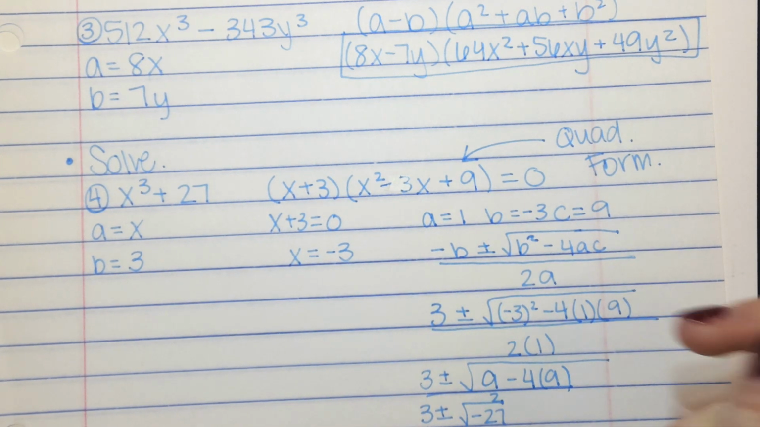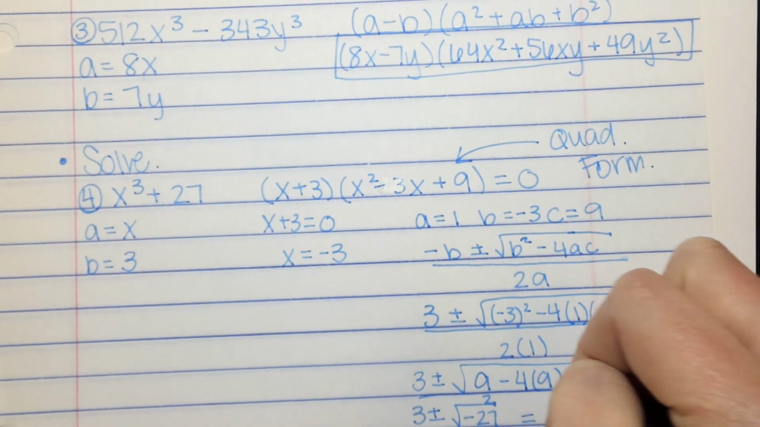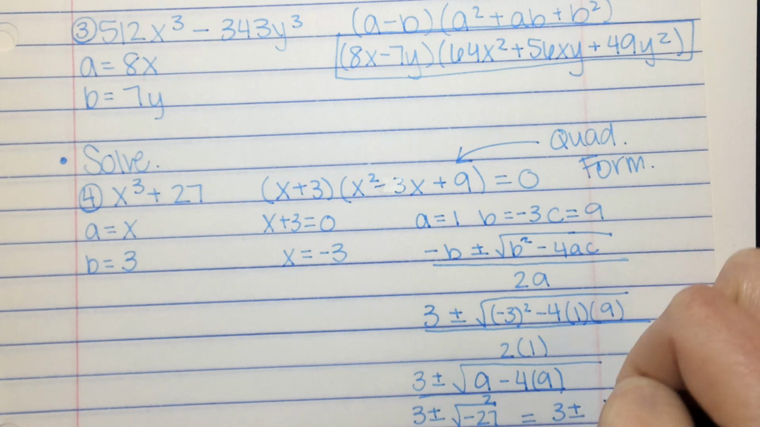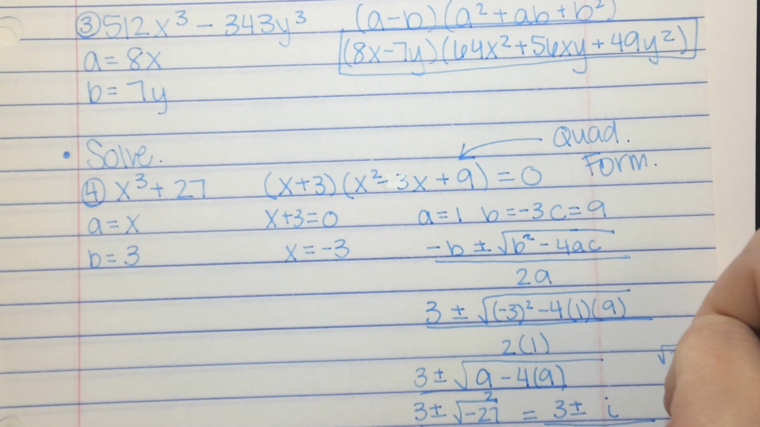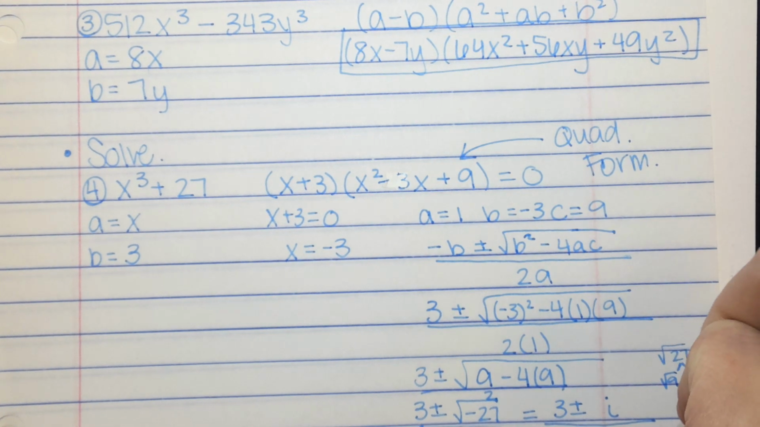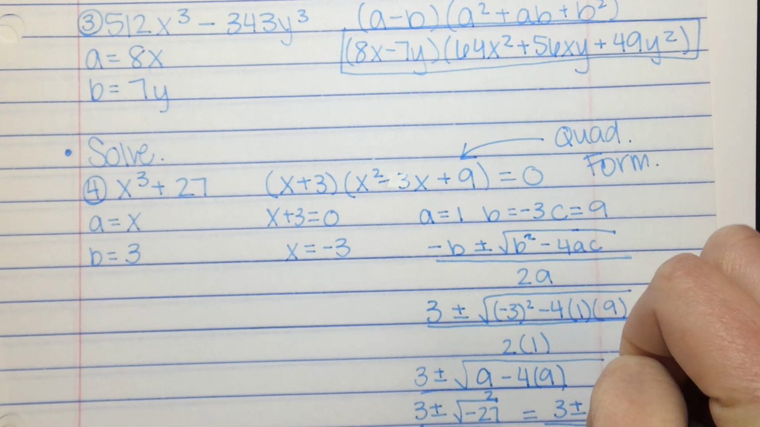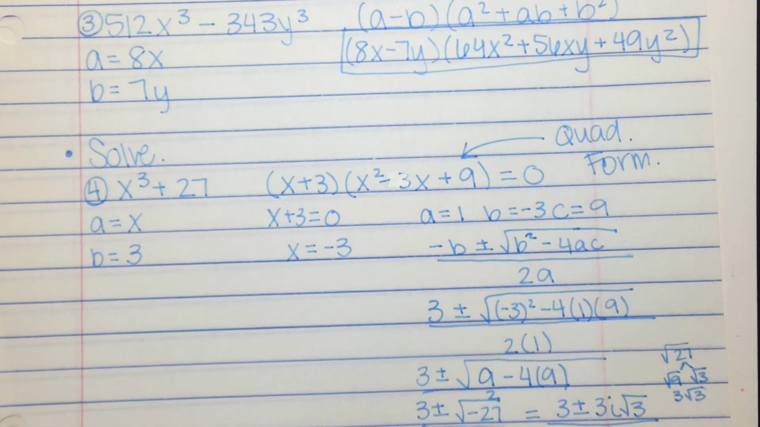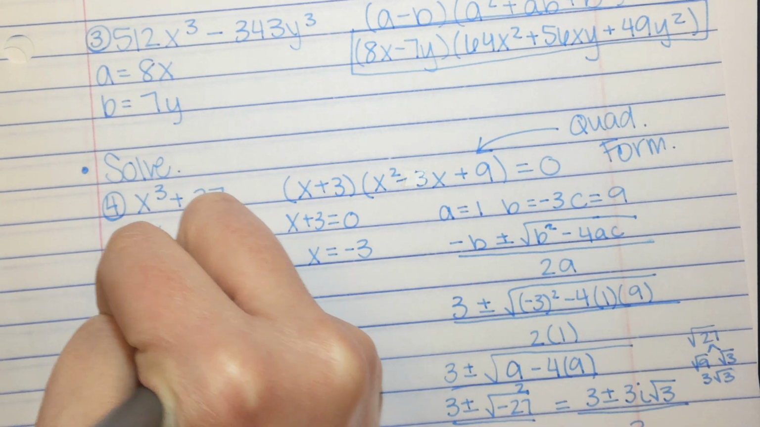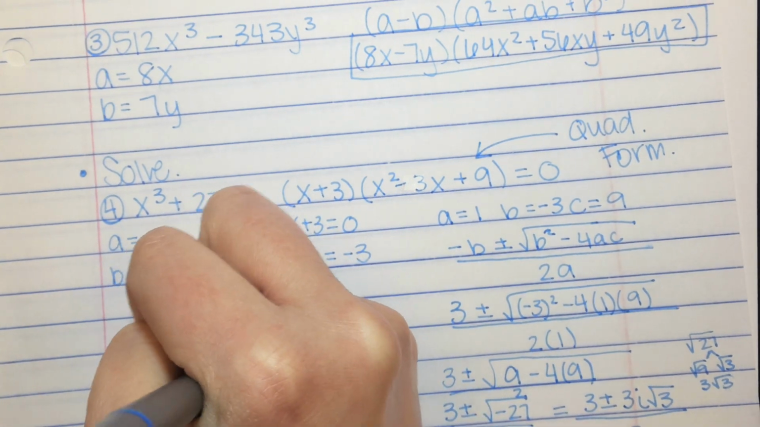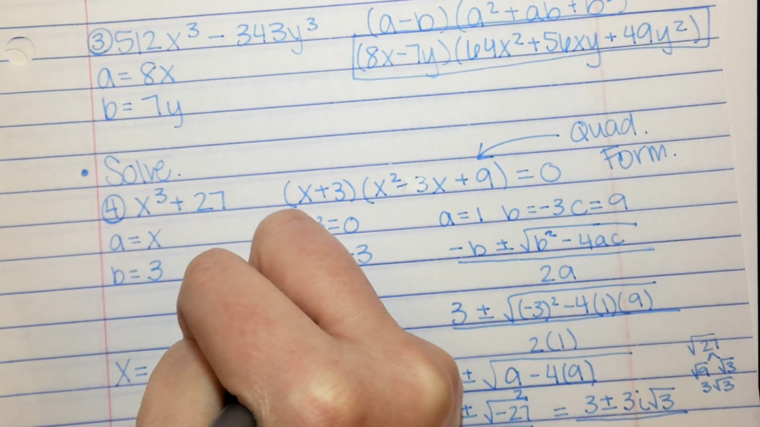So now we're going to have to break up this radical. We know that we have to pull out an i. So 3 plus or minus i, and I'm going to take the square root of 27. I know that 9 goes into 27 and it's a perfect square, so I'm going to bring that out and get 3 square root of 3. So 3i square root of 3. So I'm going to put all my answers together. So x equals negative 3, comma, 3 plus or minus 3i square root of 3, all over 2.